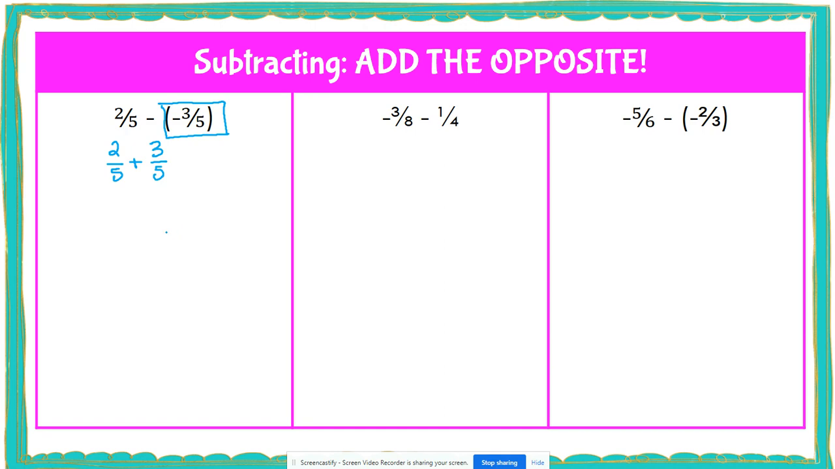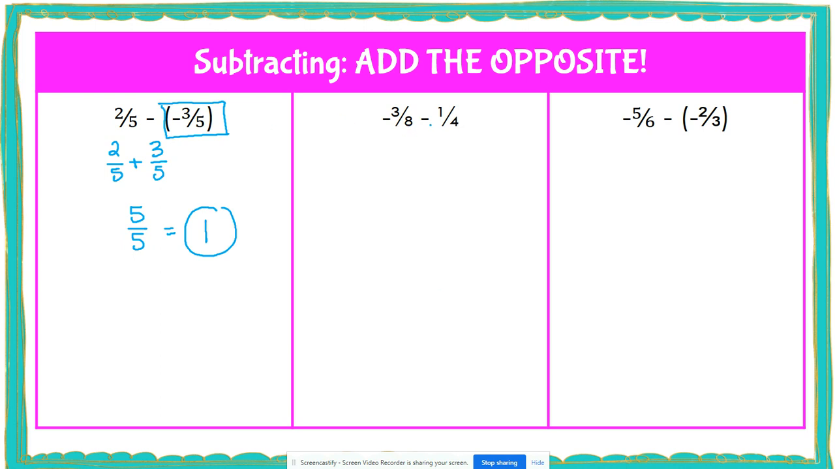Now I can add my fractions. I see that I have the same denominator, which means I don't have to go through anything here, and instead all I have to do is add my numerators. So 2 plus 3 gives me 5, and then I keep my denominator of 5. And I know that I can simplify 5/5, which would make 1. Because I was adding two positive numbers, my answer is positive, so my answer is just positive 1.